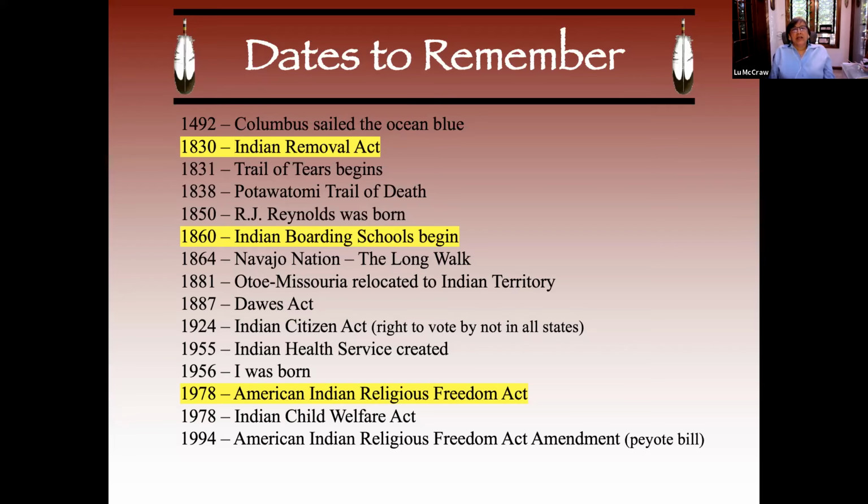1830, we know that's the Indian Removal Act. It removed the five civilized tribes to Indian territory, you know that. But a lot of tribes were moved all over the country to somewhere else. Of course, you can just look at those different dates. I just threw some of those things in there so you would see a timeline of things happening to the tribes. Of course, we know Indian boarding schools, that's been in the news lately.